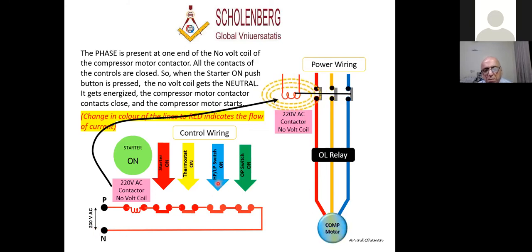Same applies for the HPLP switch. Suppose there's high pressure, same thing. So all these contacts will be in series. All these are safety devices. Any of these elements endangering your equipment, they will switch off the compressor. The main starter can have a thermostat and various other controls you will like to have. This is how we control our air conditioning plant.